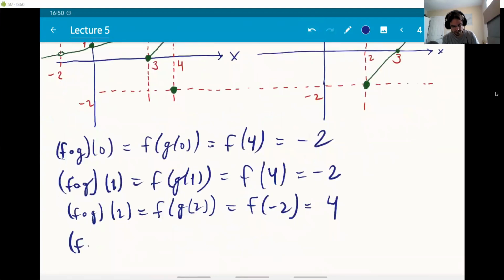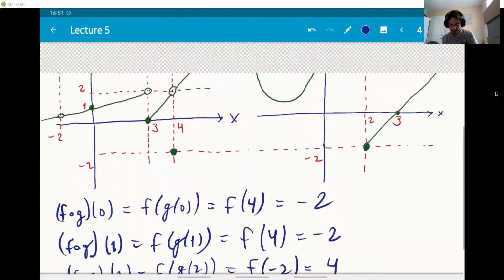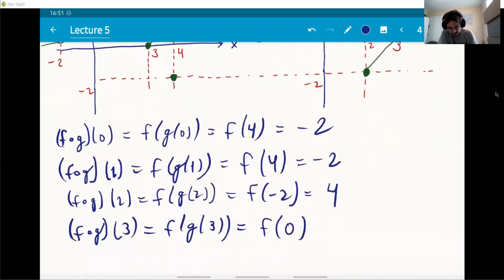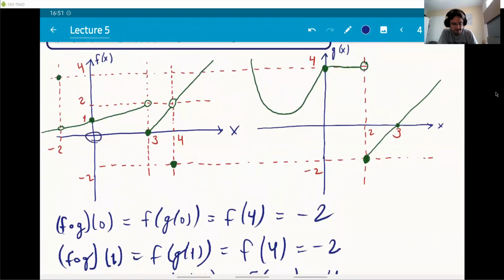Last one, they were asking for the value at 3. It should be simple, f of g of 3. What is g of 3? The point on the graph corresponding to the value of 3 is right here on the x-axis. If you take a horizontal line from this point towards the y-axis, it goes right here at y equals 0. So it's a value of 0. And what is f of 0? On the graph of f, above x equals 0, you have this filled in circle here. F of 0 is 1.